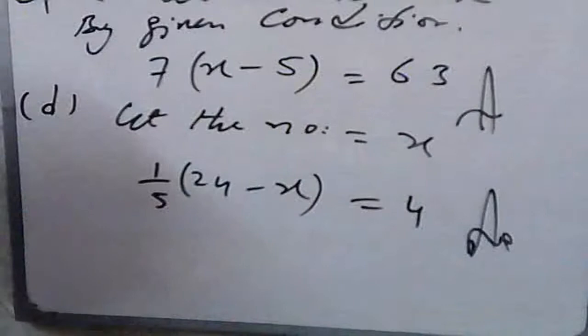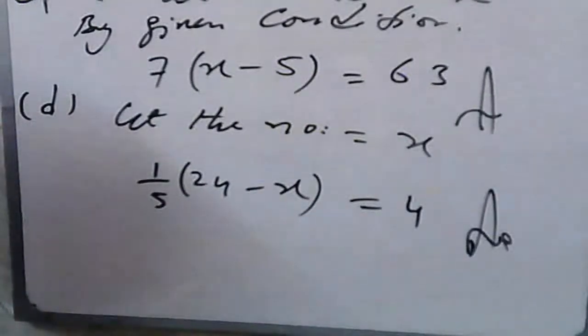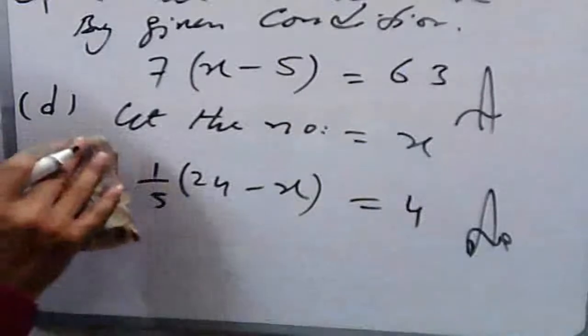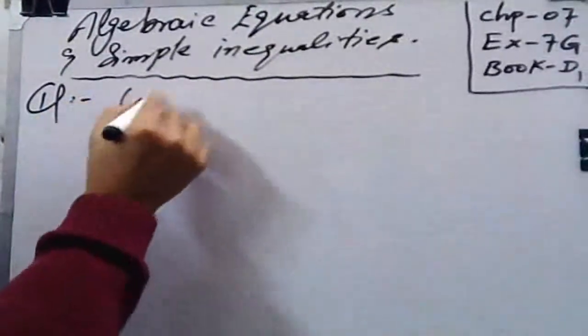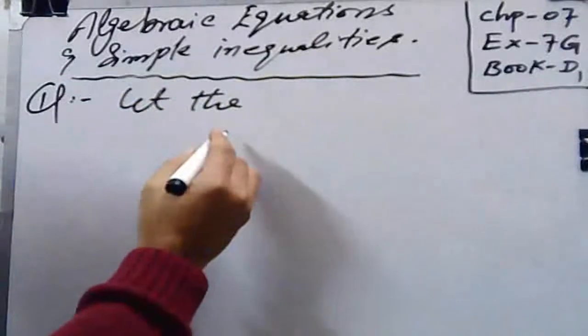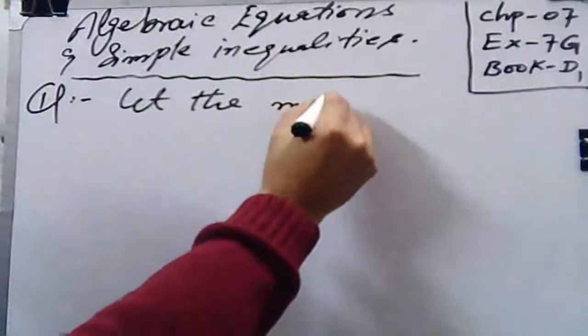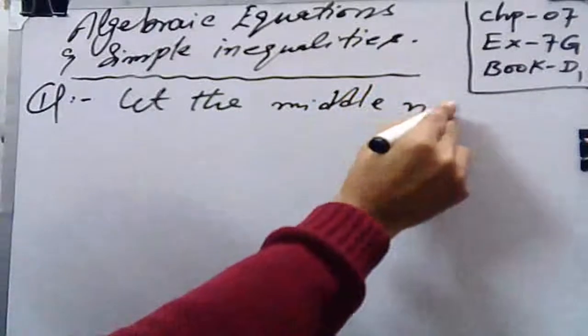Now coming to the E part, the sum of 3 consecutive numbers is 63. First of all, you should define the 3 consecutive numbers here. How can we write? Let the middle number be equal to x.